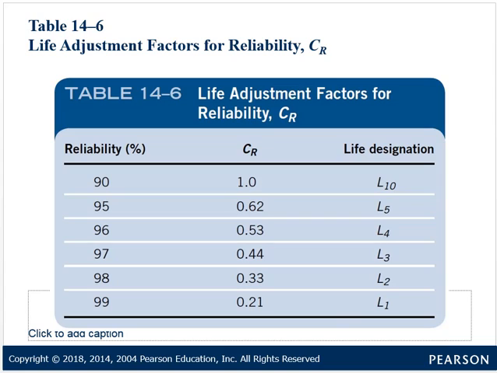And then usually it's designated as an L10 life. What L10 means is that out of a population of a bunch of bearings, 10% of them will fail before they get to the 1 million cycles. And then 90% of those bearings will last the whole 1 million cycles. And again, we're going to talk more about that in the example problems.